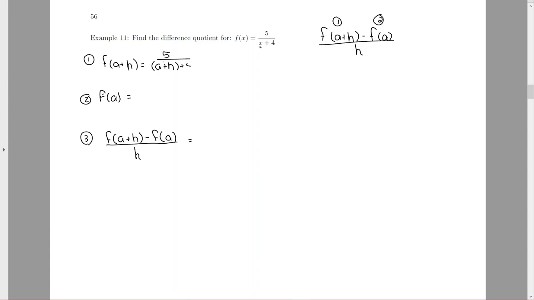plus 4. And because we're adding here, we can really just drop the parentheses off. 5 over a plus h plus 4. F of a is just taking out the x and replacing it with a. So 5 over a plus 4.